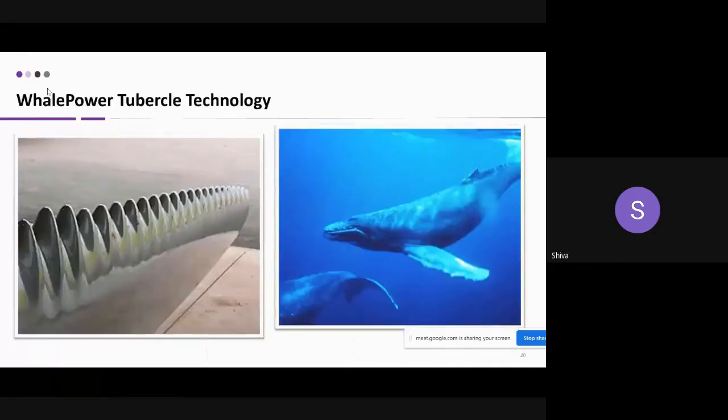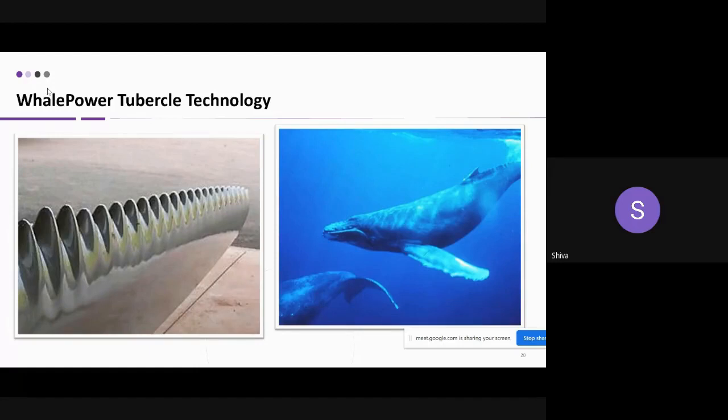This is again fantastic, this is what is called biology to design. The previous one was challenge to biology, right? I have a challenge, I look at nature and solve the challenge. Here it's different, it's biology to design. What happened was, it's called whale power technology. So the whale power fan and turbine blade, you look at those small ridges, right? The whales apparently have tubercles.